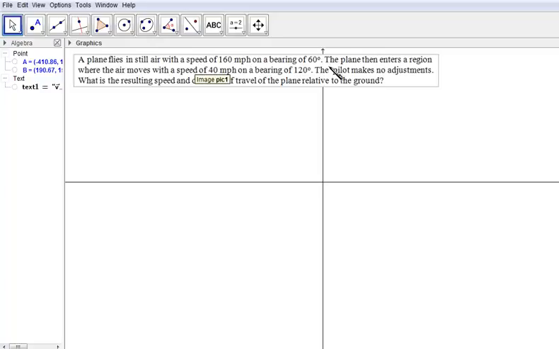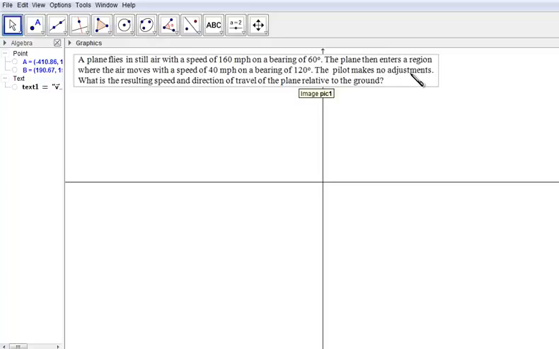ground. Next, the plane enters a region where the velocity of the air relative to the ground is 40 miles per hour on a bearing of 120 degrees. Note they don't actually tell you that it's relative to the ground. You need to be able to infer that. So a very important aspect of good reading skill is the ability to infer. You need to recognize that this is the velocity of the air relative to the ground without them actually telling you so explicitly.